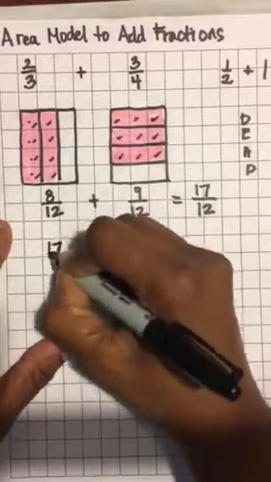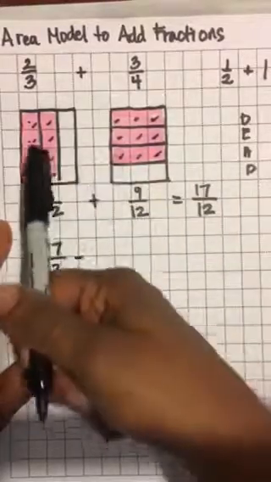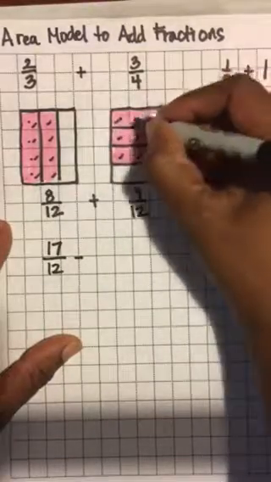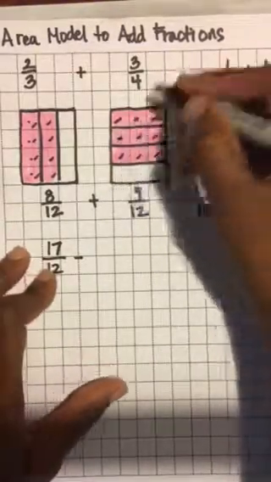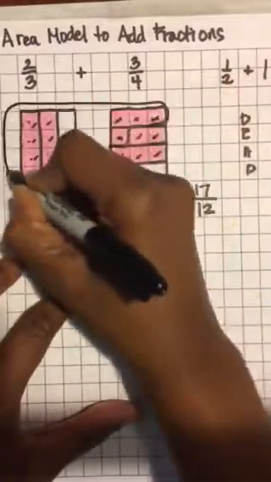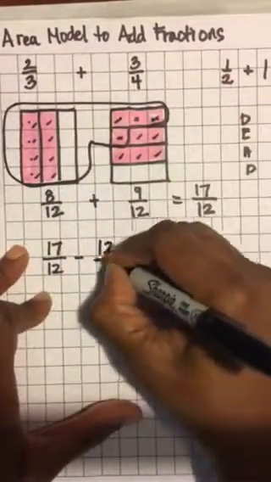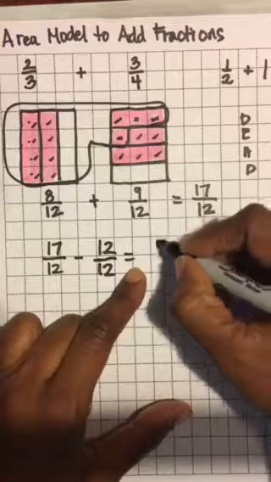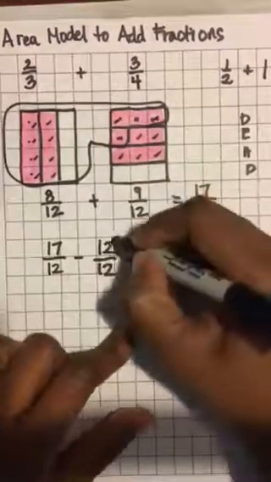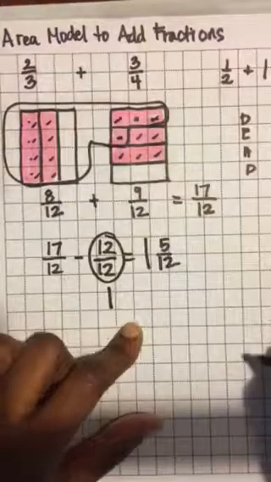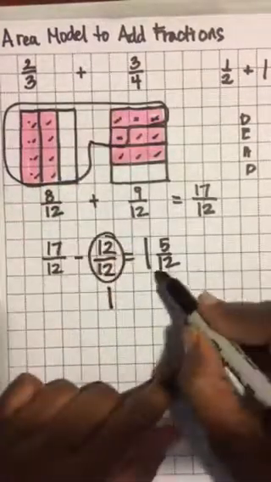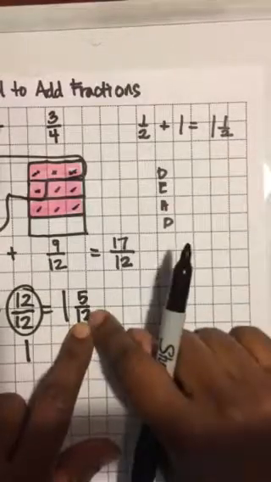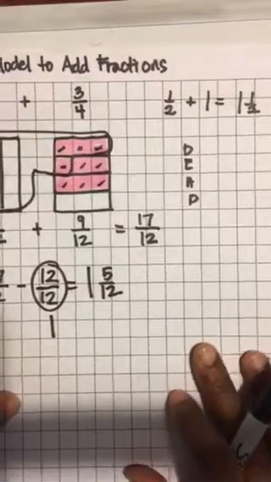So what I'm going to do is take away a whole. I remember counting. Here's 4 twelfths, 8 twelfths, 9 twelfths, 10 twelfths, 11 twelfths, 12 twelfths. So I'm going to take away those 12 twelfths. And that should leave me with 1 twelfth, 2 twelfths, 3 twelfths, 4 twelfths, 5 twelfths. So this is 1 and 5 twelfths. So 2/3 plus 3/4 equals 1 and 5 twelfths. 1.5 would be 1 and 6 twelfths, and 1 and 5 twelfths is very close. So I trust my sum.